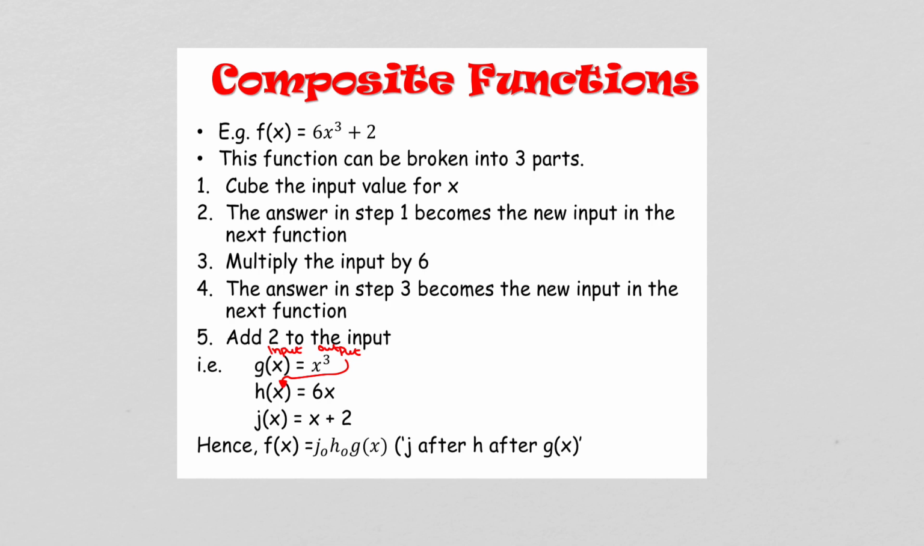which gives us a new output, and that new output then becomes the input and gives us another new output. So the order in which we would write down that function would be j after h after g. We write that with this little circle here. This circle means after. So j after h after g means that we're putting our input into g first, taking that output and putting it as an input into h, taking that output and then putting it as an input into j. So you almost write it in reverse order.